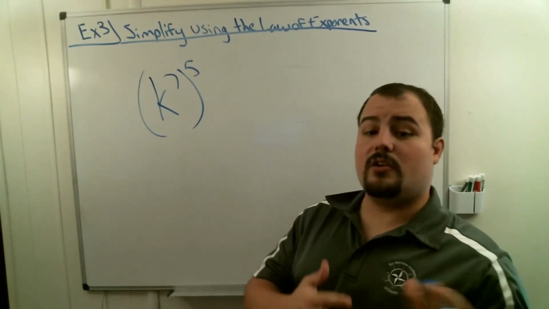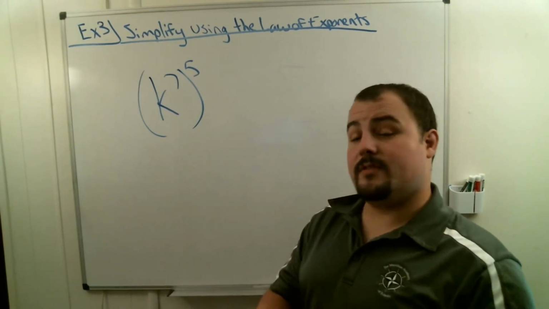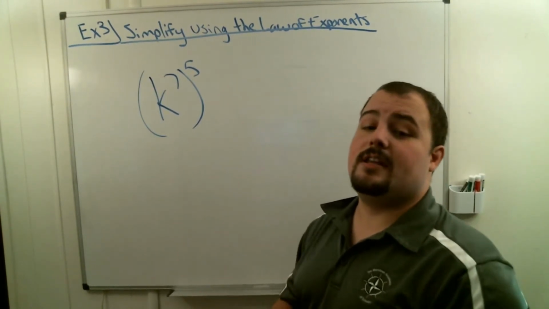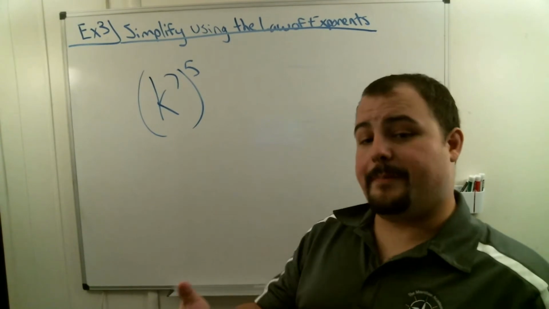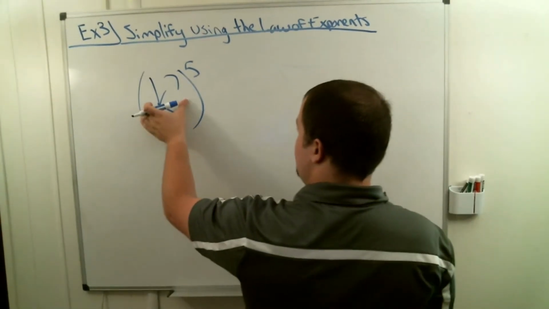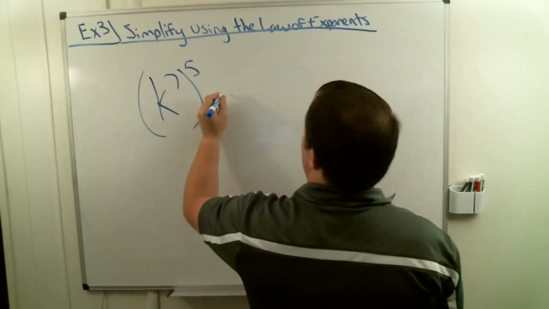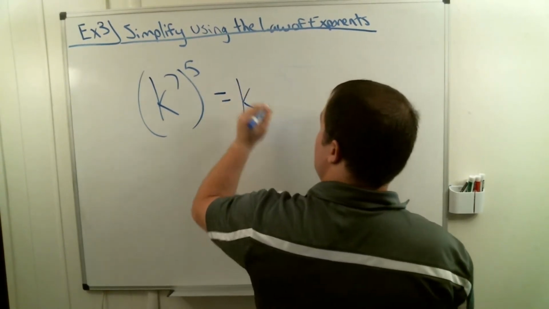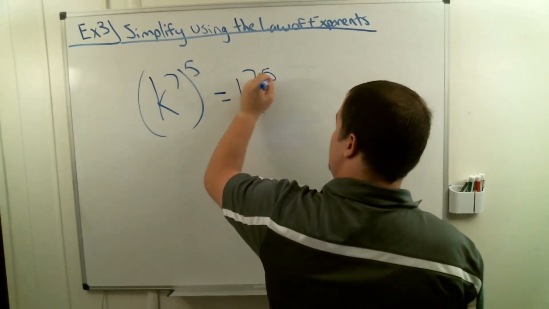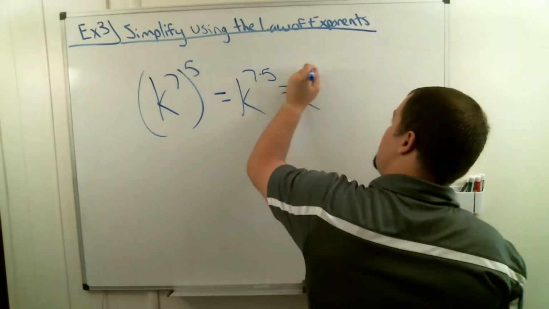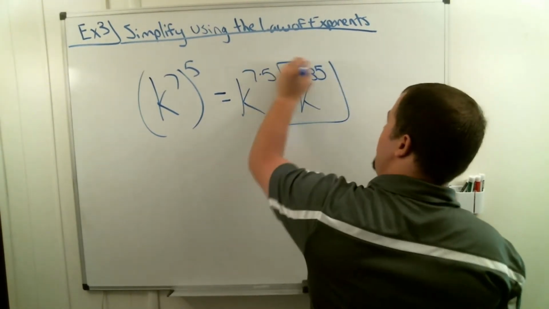We could expand it out and write k to the 7th power 5 times, but instead of doing that, we're just going to apply the power of a power rule. We have a variable to a power, and it's going to another power. So that means that we can take k to the power of 7 times 5, which really equals k to the power of 35.